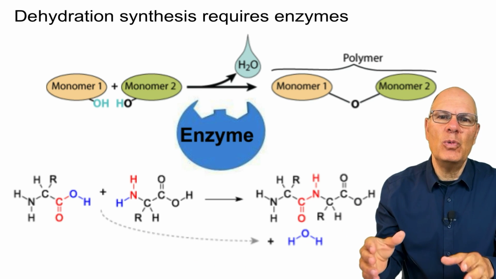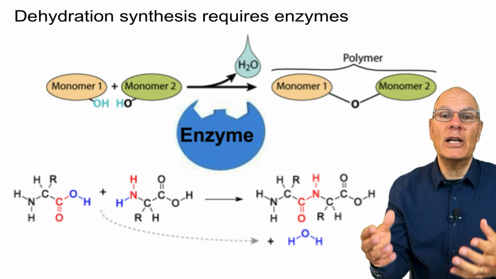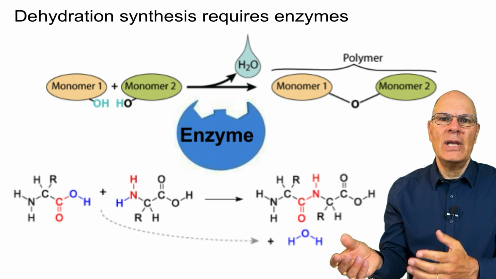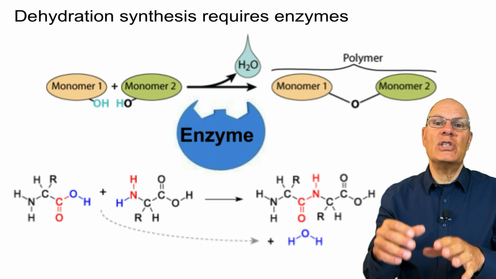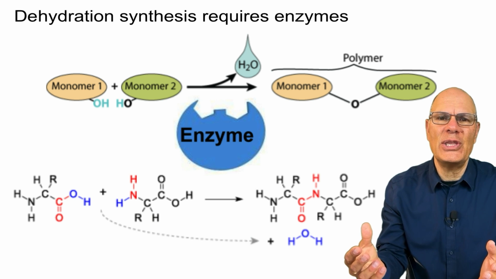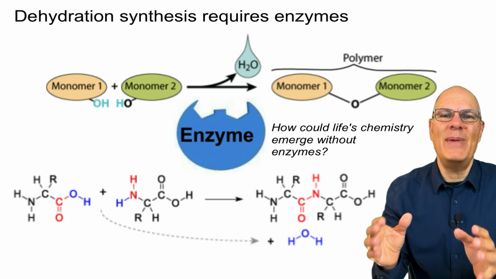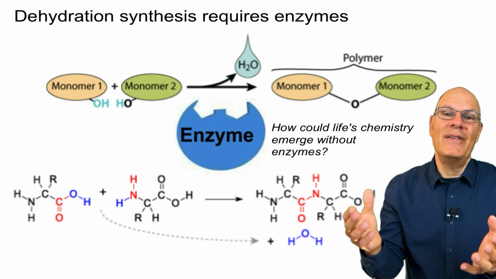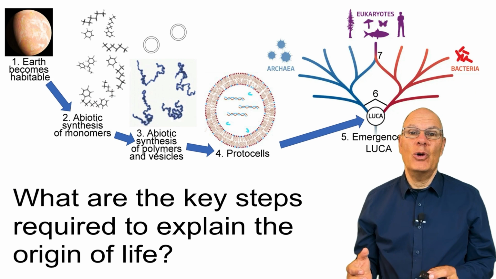The other one has to do with chemistry. The chemistry of life is largely controlled by complex proteins called enzymes. Enzymes can take simpler substances and make them into more complex substances through processes like dehydration synthesis. Well, how do we get the complex substances that life is based on in the absence of enzymes? What are the key steps required to explain the origin of life?